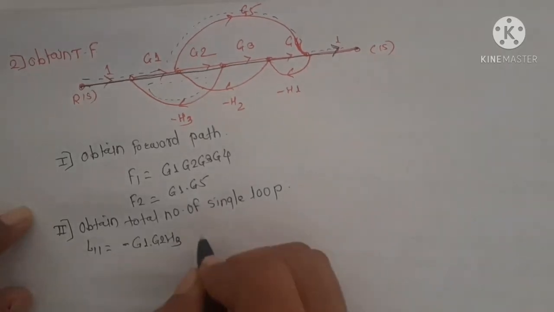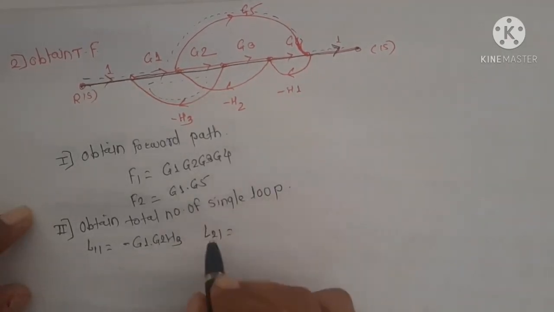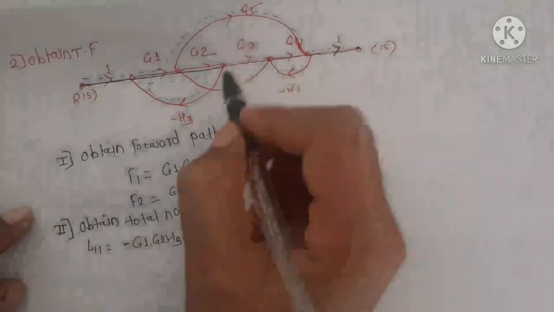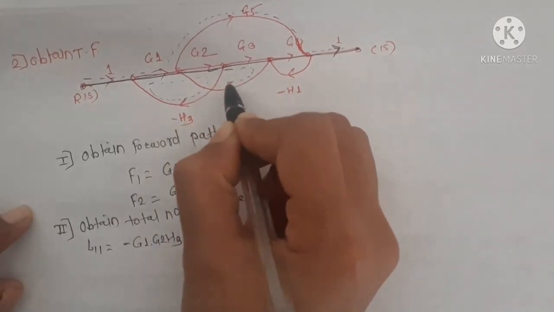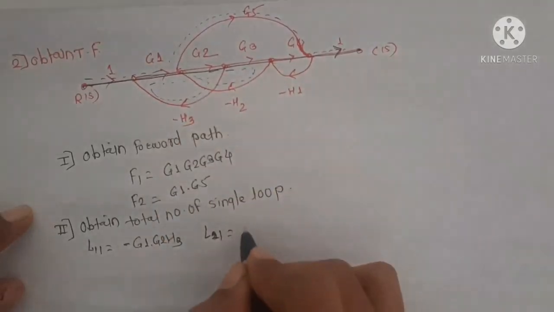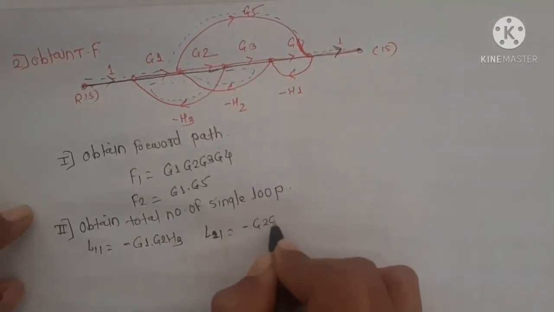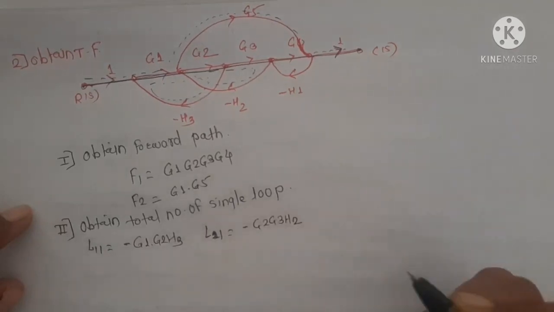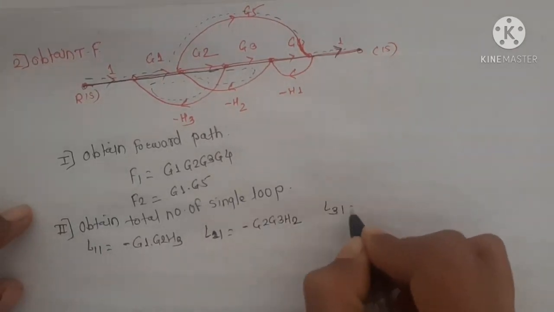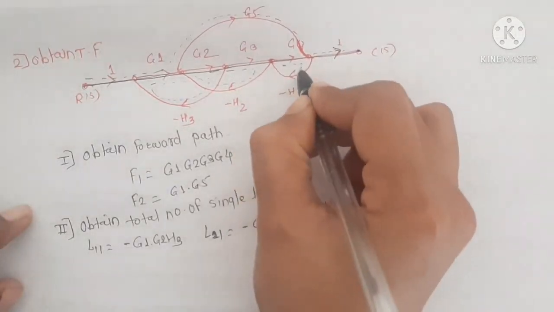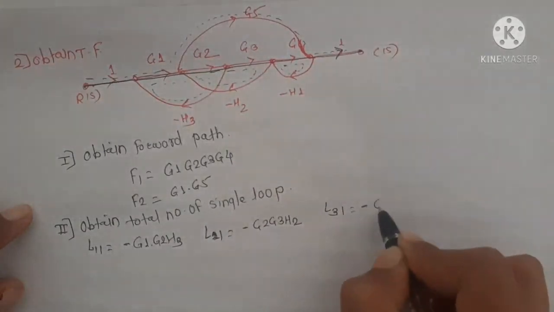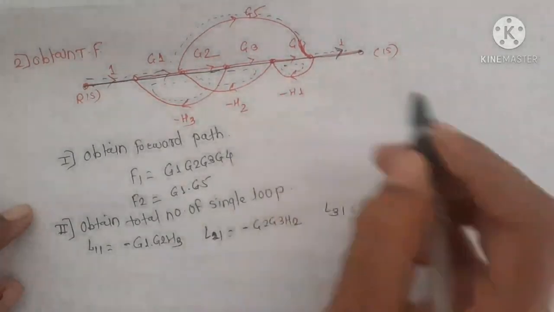Now next, the second single loop. That is L21, where 2 stands for second and 1 stands for single loop. Here you can see G2, G3 and this minus H2. So the gain will be minus G2, G3 and H2. Now next is the third single loop, that is G4 and H1. So minus G4 H1, because H1 is negative.